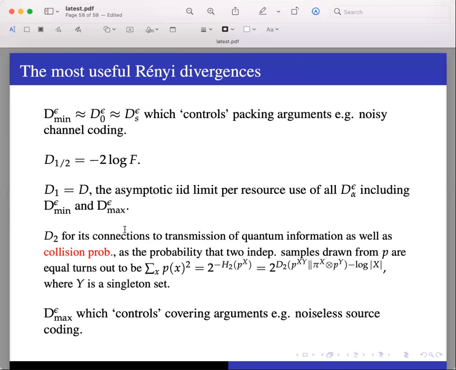Then d2 is also important. It is important for its connection to transmission of quantum information, which we'll see in the second half of the course, maybe. But there's also a classical importance to it. It has connections to collision probability. So what is the collision probability? It is the probability that two independent samples drawn from P are equal. Let us say I draw two independent samples from P. The probability that they're equal is this expression, the summation over x of p(x) squared.